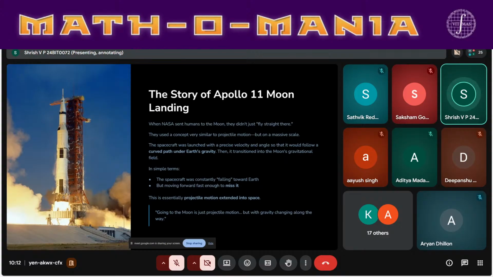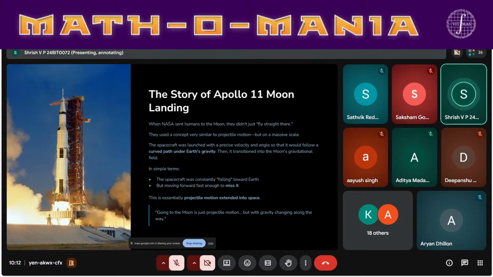Now let's take everything we have learned so far and scale it up to one of the greatest achievements in human history, the Apollo 11 moon landing. When NASA sent humans to the moon, they didn't just launch a rocket and fly straight there. In fact, it is not possible to do so because space travel doesn't work like driving a car in a straight line. Instead, they used a concept very similar to what we have just studied, which is projectile motion, but on a very massive scale.